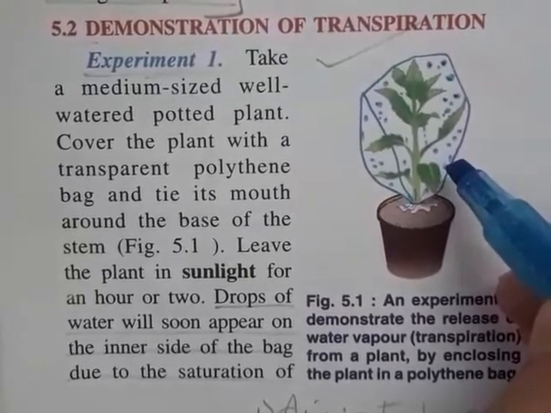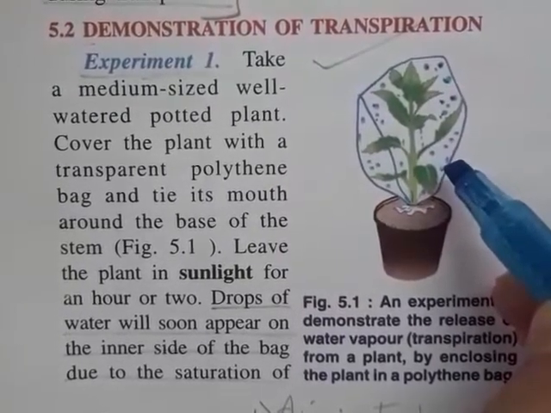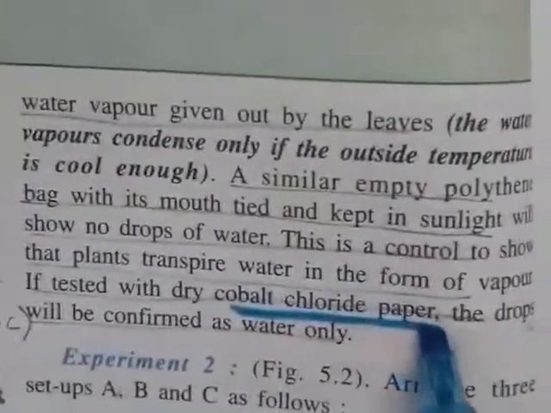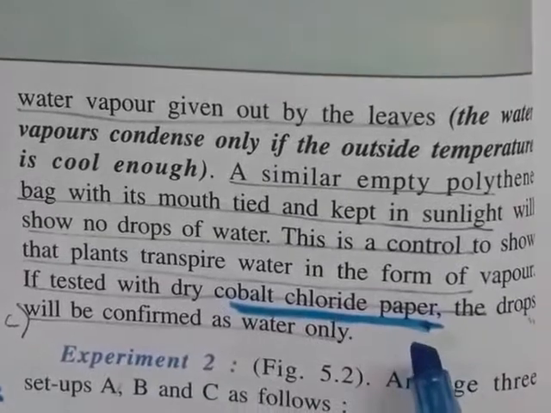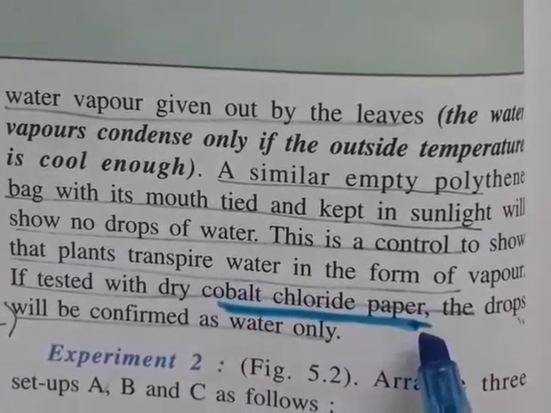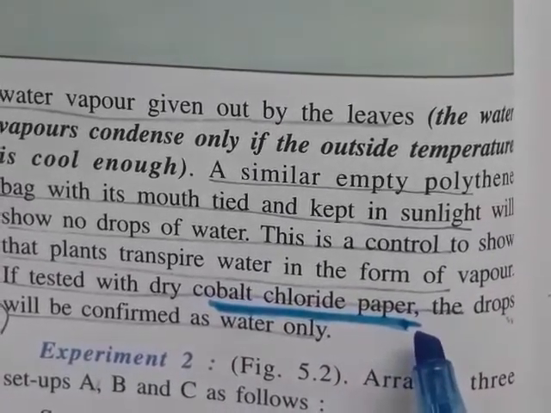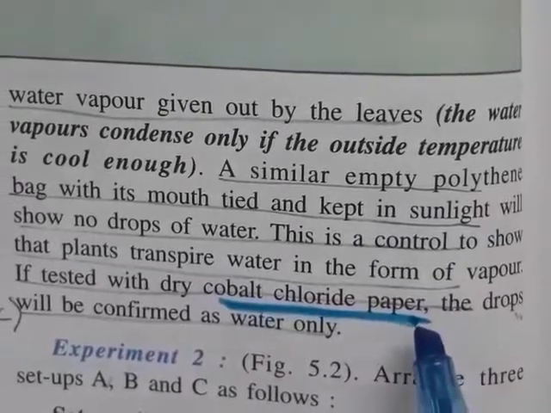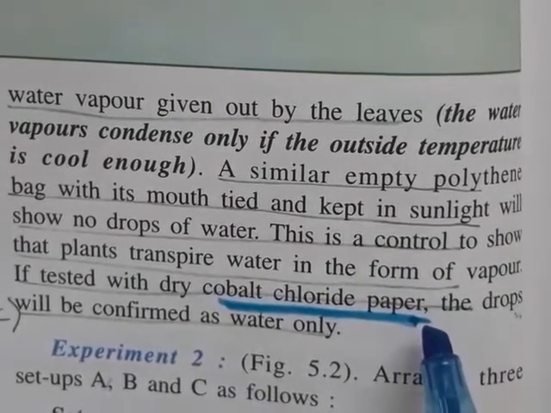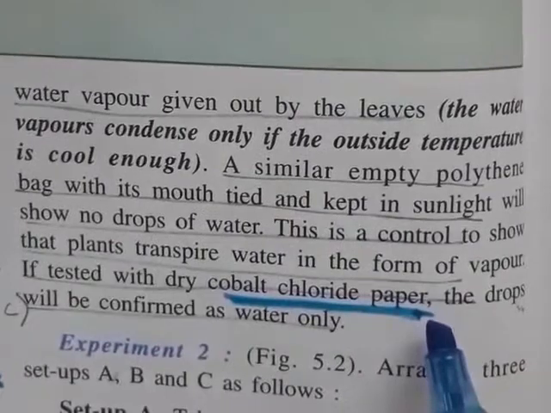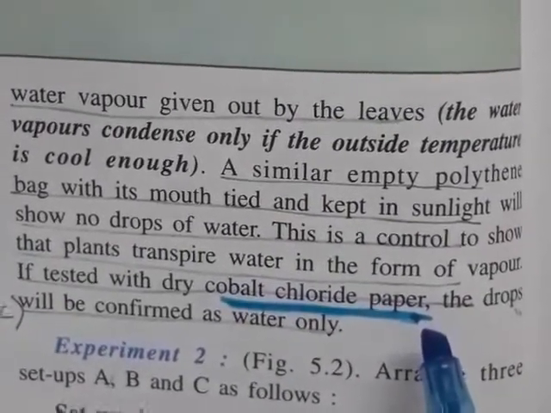These water droplets can also be tested using cobalt chloride paper. Cobalt chloride paper serves as an indicator of moisture. When dry, it is blue, and when exposed to moisture, it turns pink.